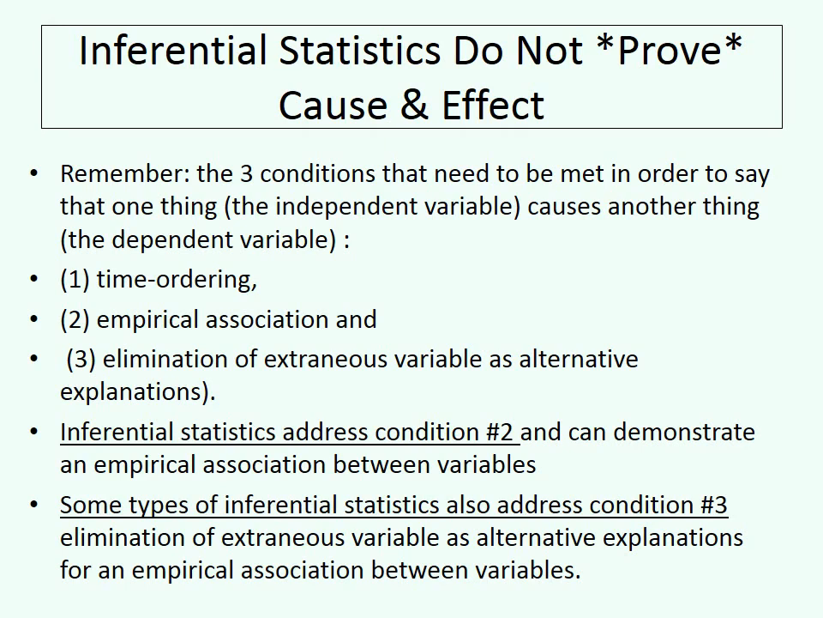Remember the three conditions that need to be met in order to say that one thing causes another thing, which include time ordering of the variables. The independent variable has to come before the dependent variable. An empirical association, which is our inferential statistics, and elimination of extraneous variables as alternative explanations. Inferential statistics address condition number 2 and can demonstrate an empirical association between variables. There are some types of inferential statistics that also address condition number 3, elimination of extraneous variables as alternative explanations for an empirical association between variables.